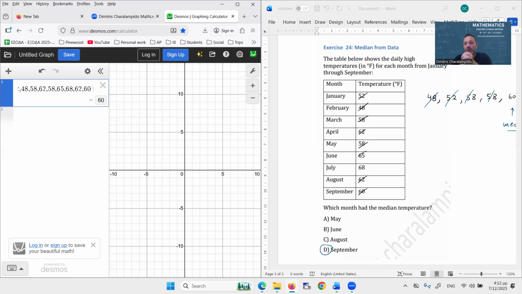So if you have median, or the same for mean or standard deviation, the easiest way for you to work would be through Desmos. And in Desmos, don't forget that we do not need to put the values in order.